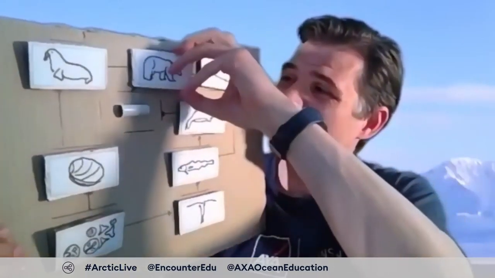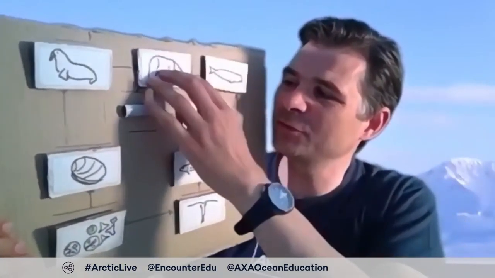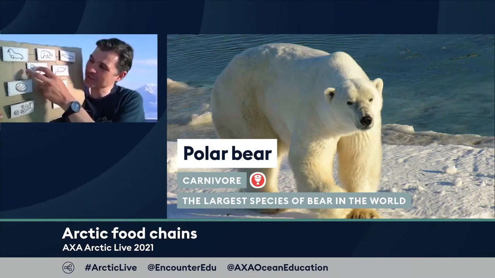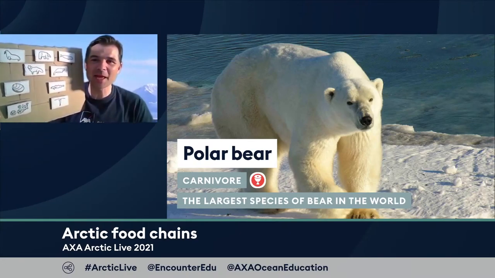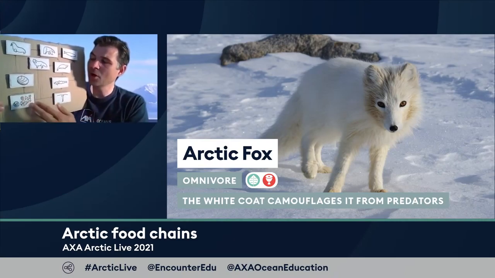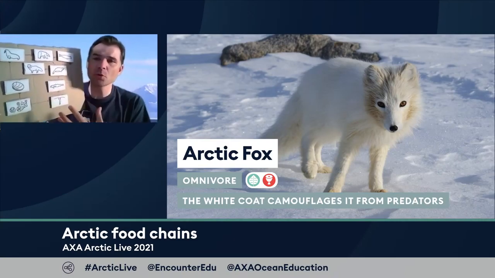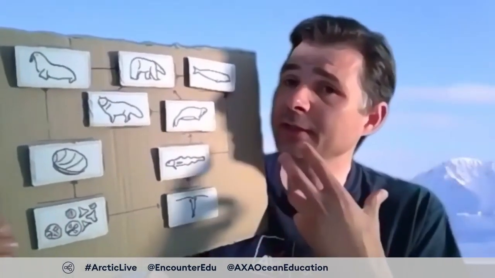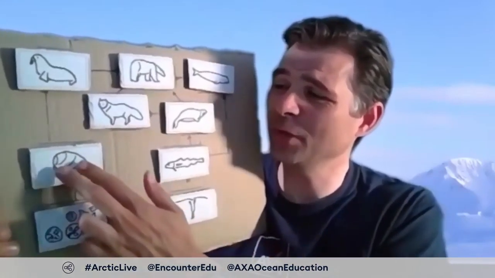Brilliant. So, yes, the polar bear, the apex predator, the top of the food web, the top of the food chain, up at the top here, which leaves last place to our friendly Arctic fox. And there we have a very simple Arctic food web. Of course, there are more living things in the Arctic and in different areas where you get different food webs and more complex relationships as well.